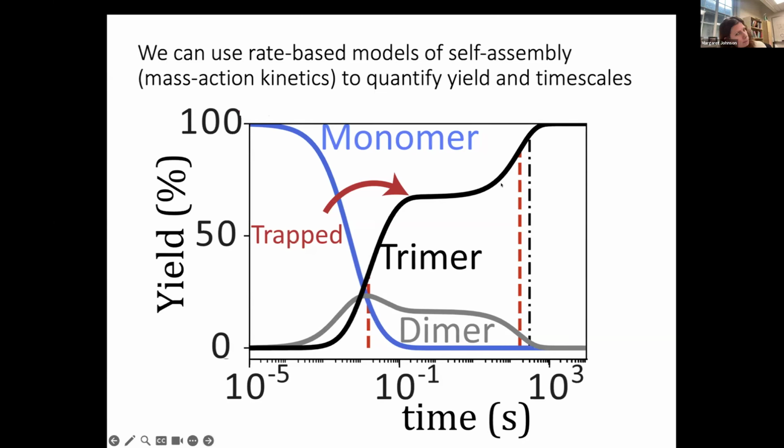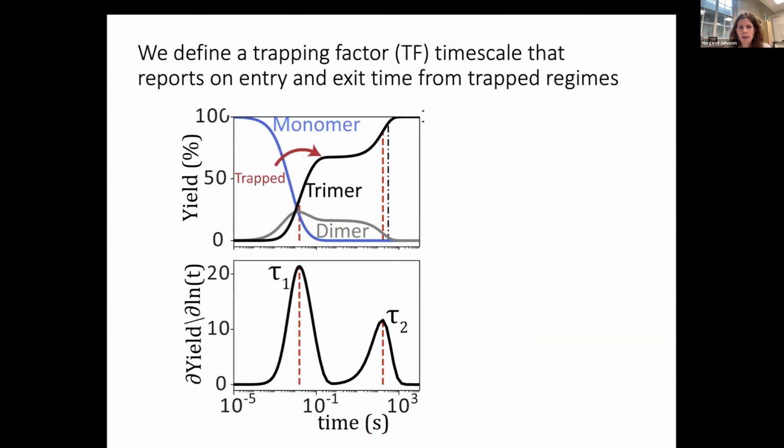And so how do we create metrics to quantify this? And then we're going to use optimization to design strategies to get around this. And so one metric that we use is quite simple. It's the time it takes to get to 95% yield. So that's this tau 95.